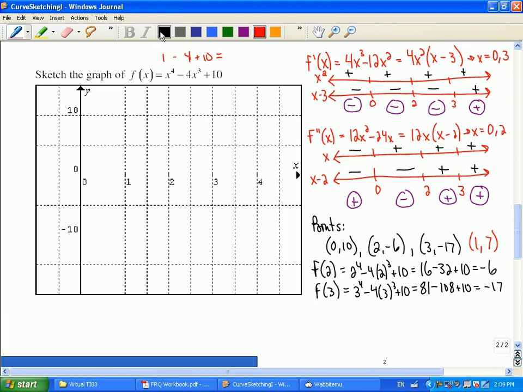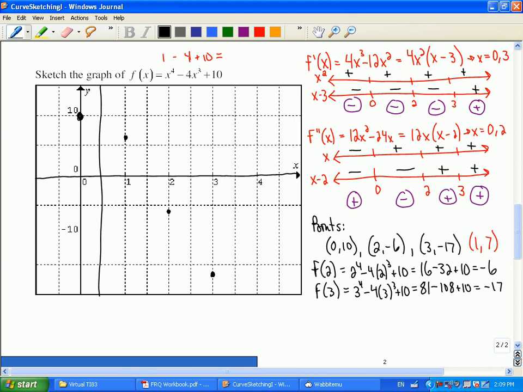I don't know why my projector does this with the resolution, but I'll have to put my couple missing lines in here. So the first thing I have is (0, 10). That's right there. Then I have (2, -6). So if that's -5, -6 is right about there. Sorry, -6, thank you. And (3, -17). So here's 3. That's -15, so -17 is probably around there. And then I also said we could do (1, 7), so I might as well. (1, 7) will be right about there.